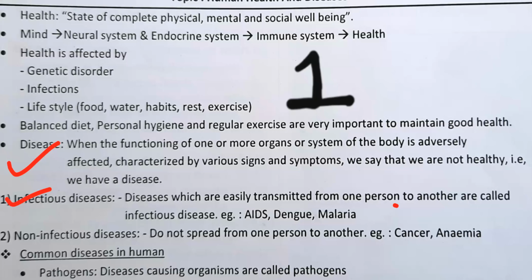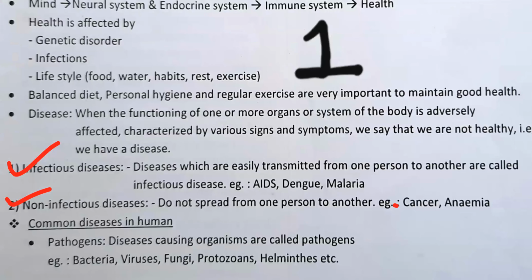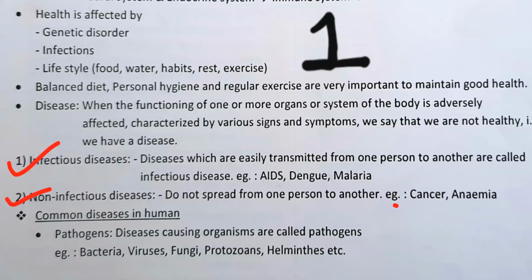infectious disease. Then we have a list of non-infectious diseases, which do not spread from one person to another. And the first I will put is diabetes, because that's the one which I explained: if a person is diabetic, they cannot spread it to another person by any means.